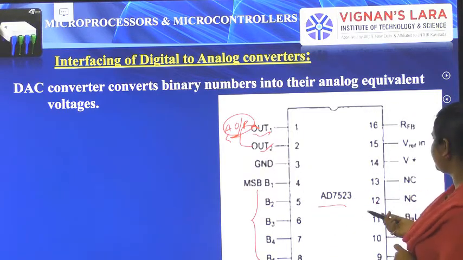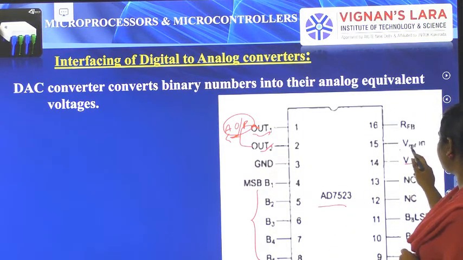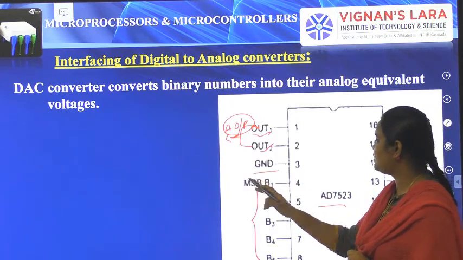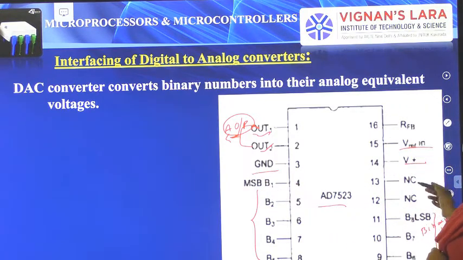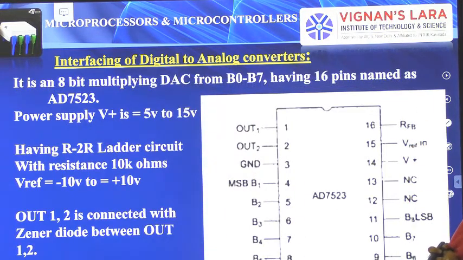For the power supply we are using V plus and V reference, and the ground is the 3rd pin. Pins 13 and 12 have no connection; we are not using them. For feedback we use the feedback resistor, providing an op-amp at the output side for conversion of the binary currents into voltage. That is why we use the feedback resistor like this.